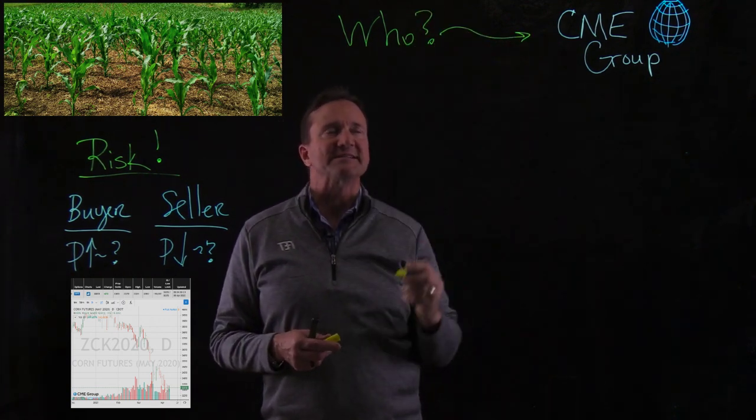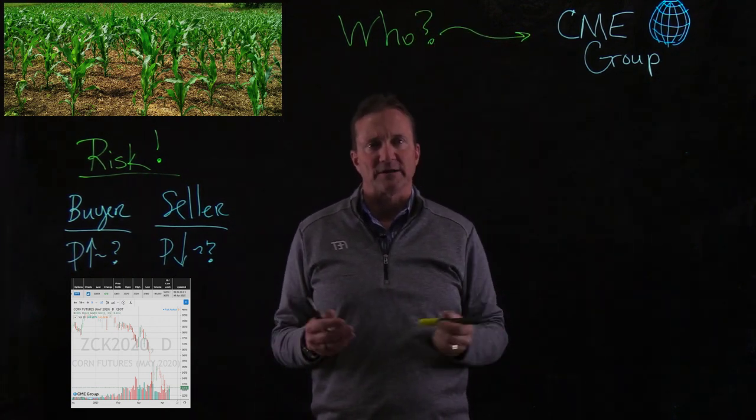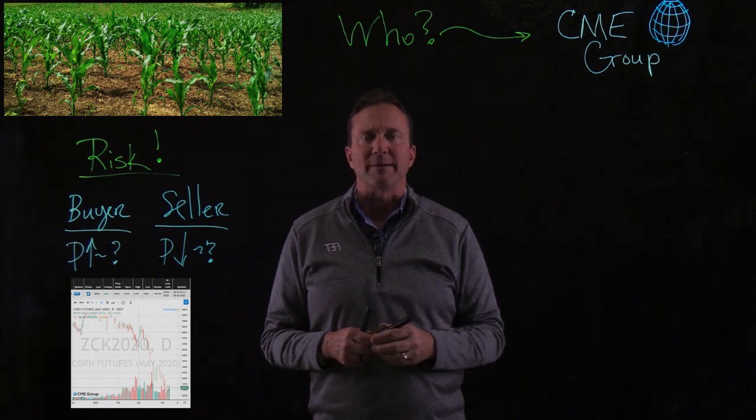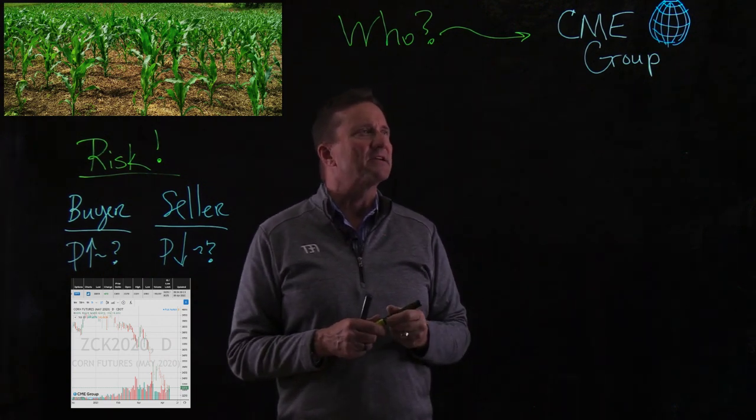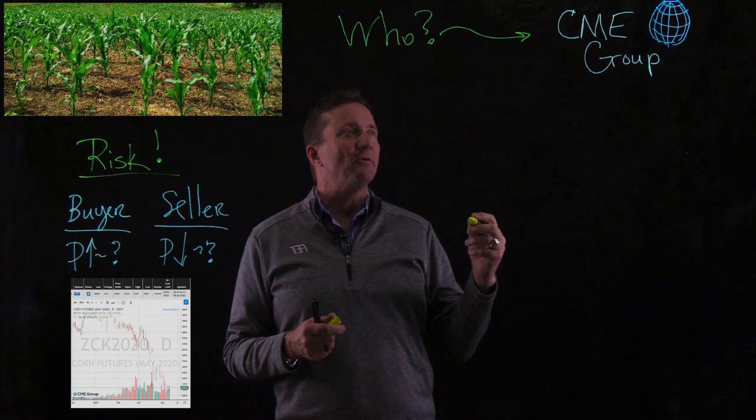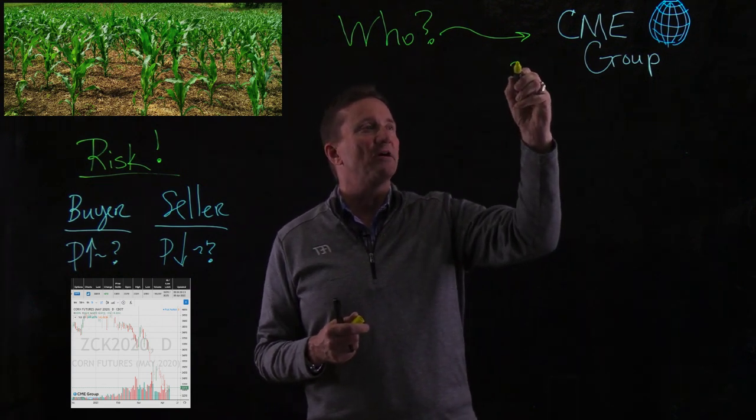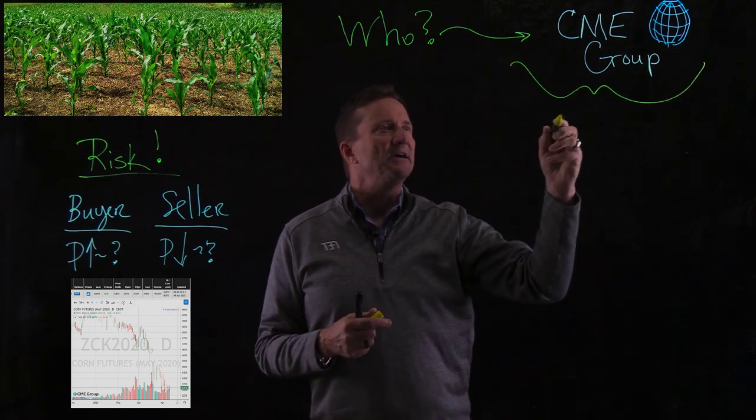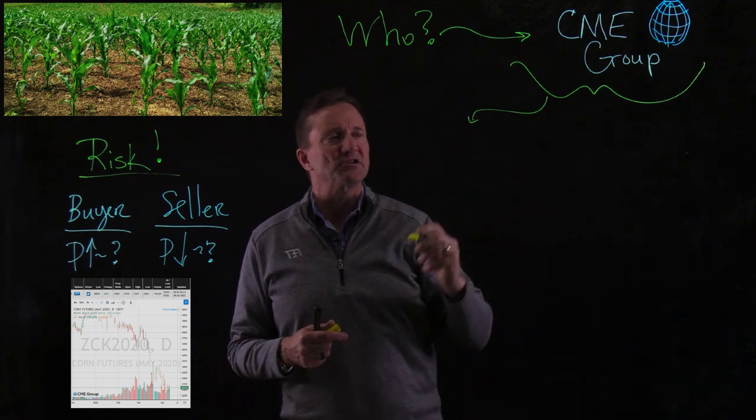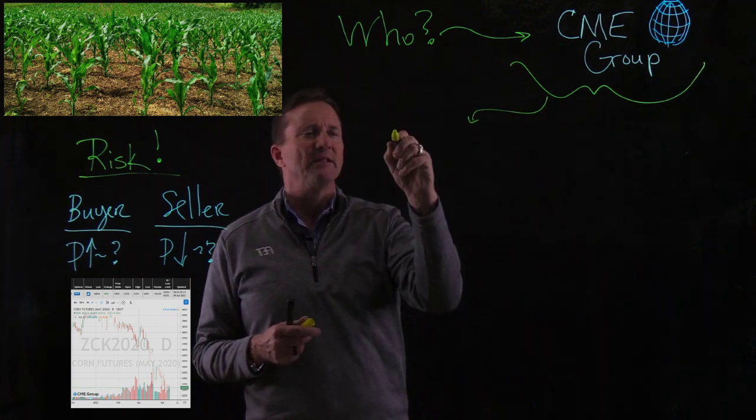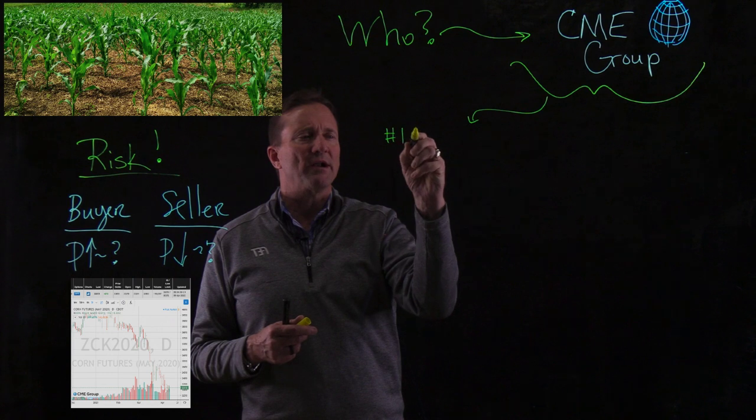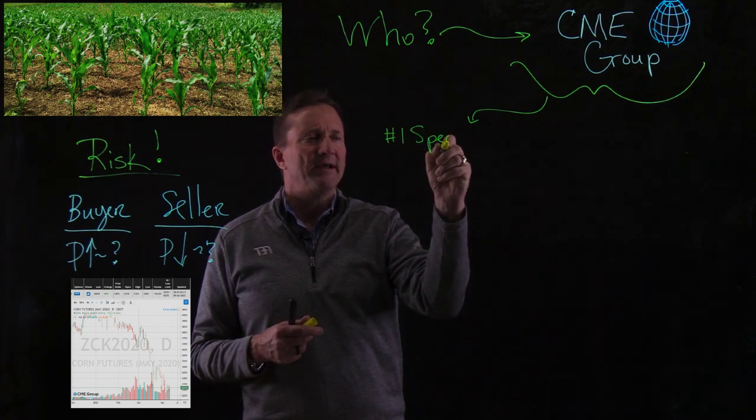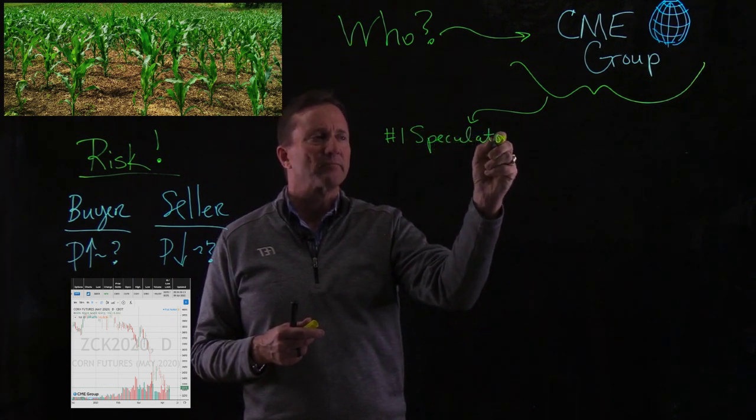So these concerns translate to who uses the futures market, which is our focus. Who uses this thing called the CME Group or the futures market? That's what we want to talk about. Let's break this conversation up into two groups, because there are two main players that use the market. The first one, number one, is called a speculator.